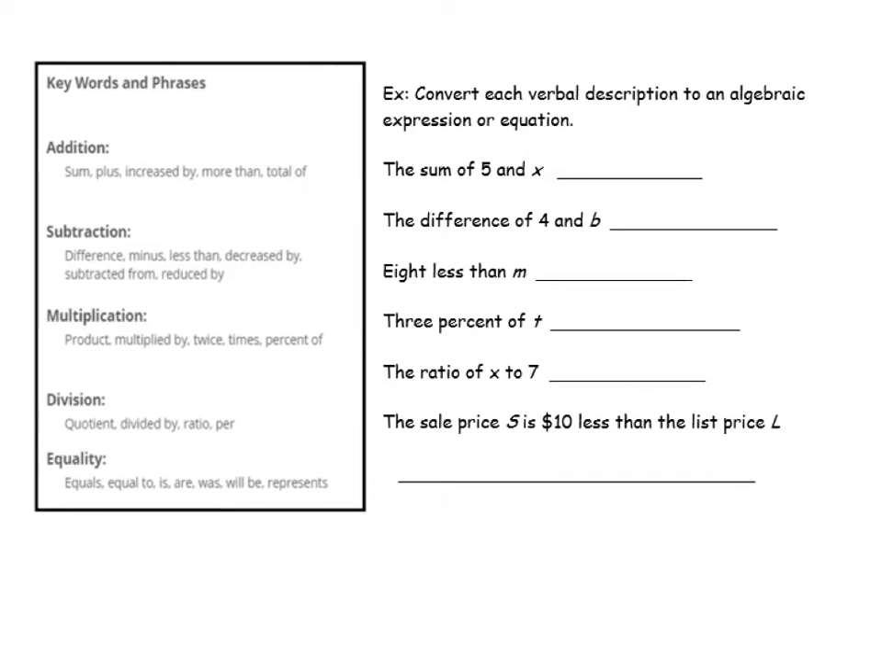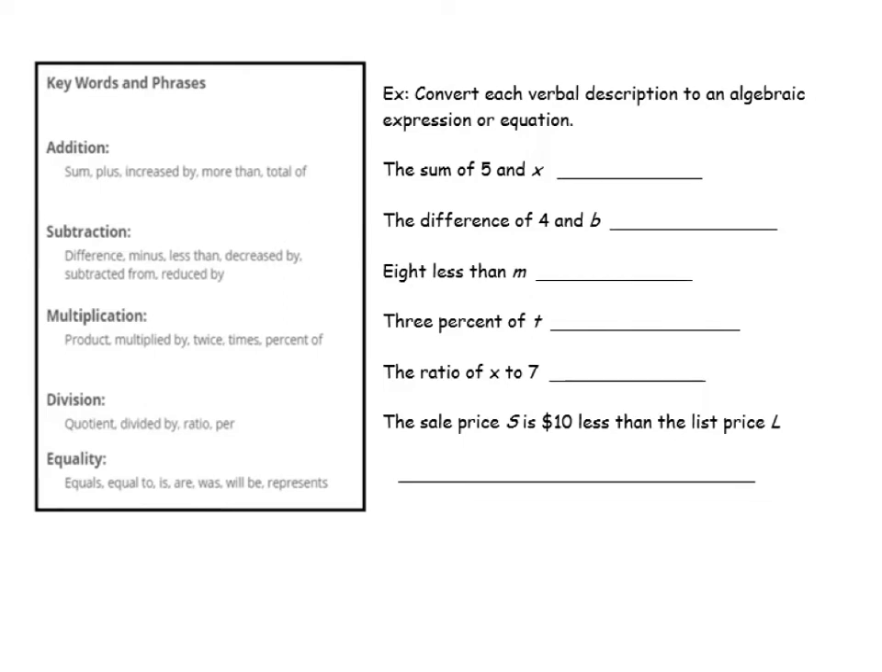There are key phrases or words that describe the type of operation you would want to use to set up an expression or an equation. Words like a sum, plus, increased by, more than, total of would indicate addition. As you look through, there are terms that would indicate subtraction, multiplication, division, or setting up an equal sign with an equation. The examples on the right convert each verbal description to an algebraic expression or equation. So we're looking for some of these key words.